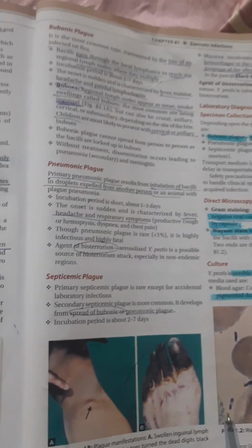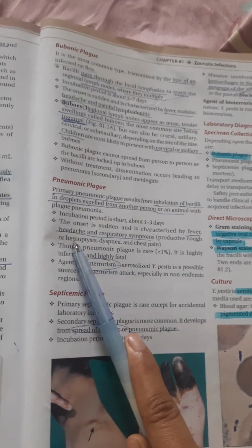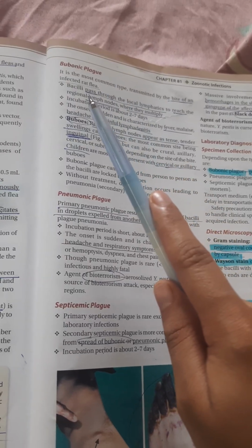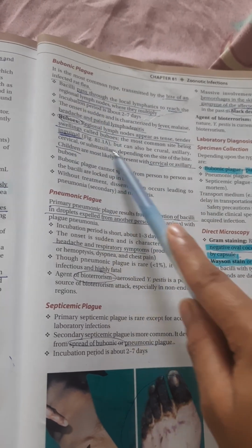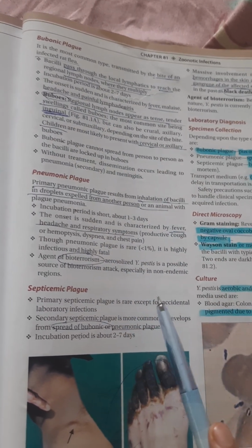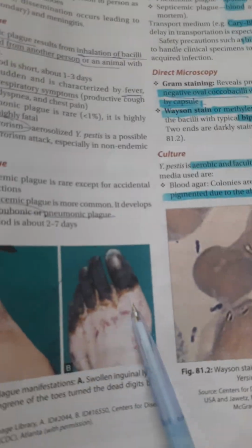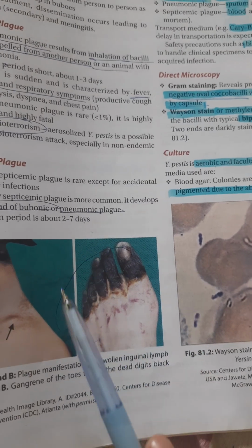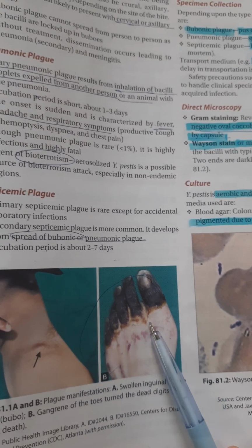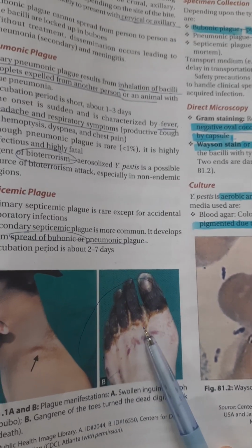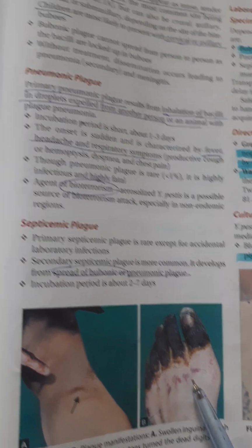Now let's talk about septicemic plague. Septicemic plague develops either from pneumonic plague or from bubonic plague. As it reaches the blood stream, it causes septicemic plague. It used to be called black death. Why? Because hemorrhagic features are found in the skin and the mucosa, because of which it used to be called black death.